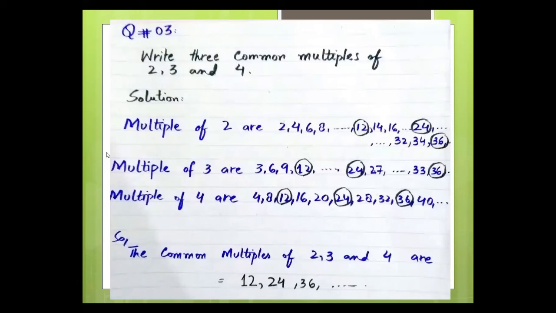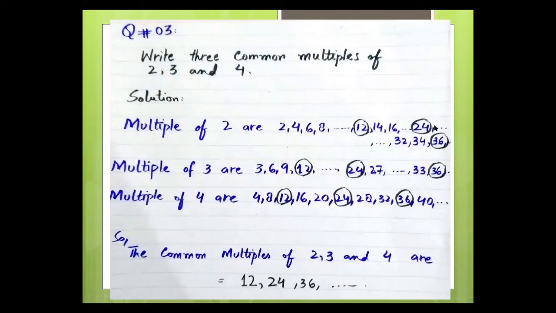So firstly we list out the multiples of these numbers: the multiples of 2, 3 and 4. Then we find the common ones between these 3 numbers. So here you find the number which is common between all these 3 multiples. Here you see that the number 12 is common in the multiples of 2, in the multiples of 3 and also in the multiples of 4.